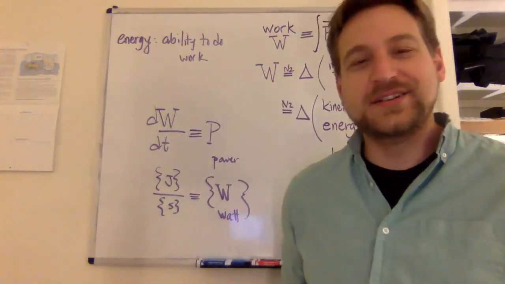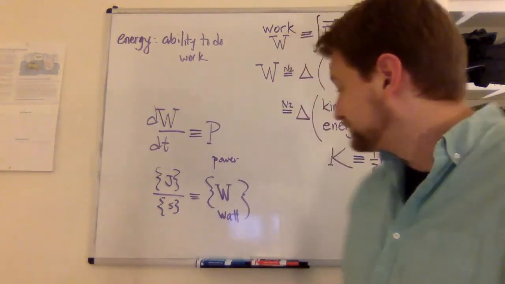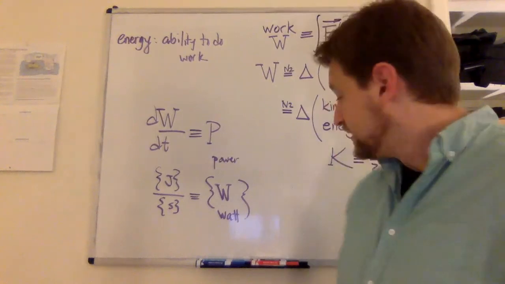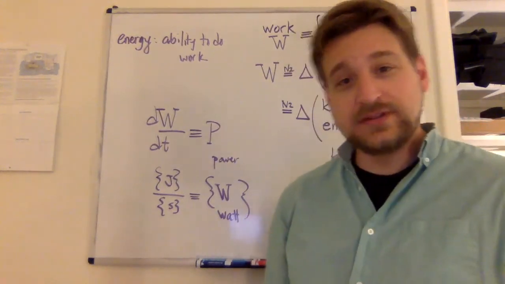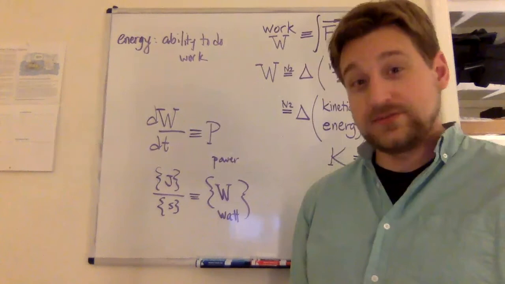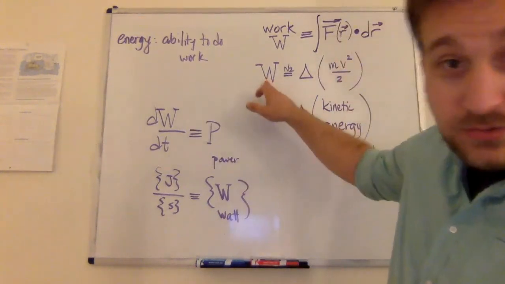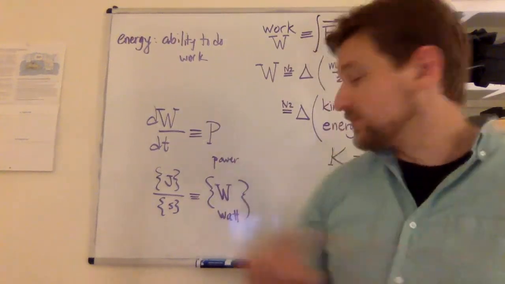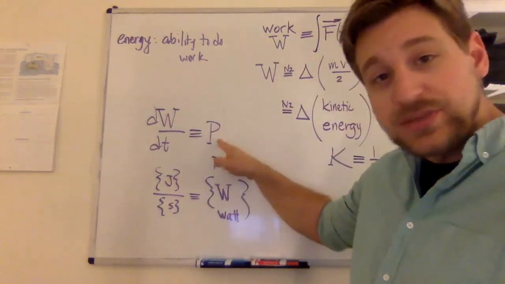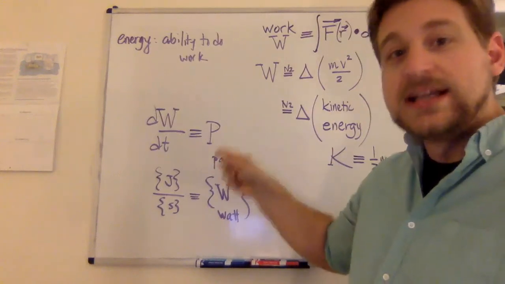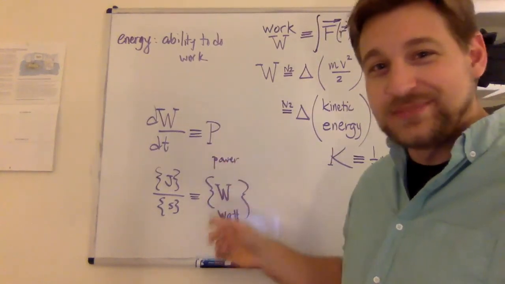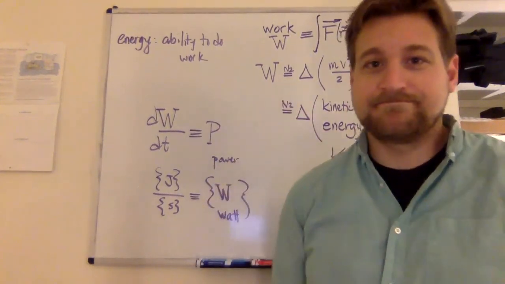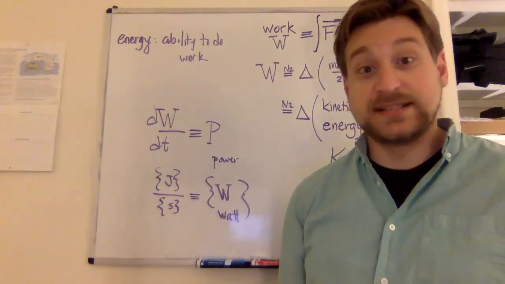The unit of power is the watt, W-A-T-T. Its symbol is a capital W, and I'm super sorry about that. That's confusing. We've got a capital W quantity called work. Its unit is joules. We've got a capital P quantity called power. Its unit is capital W watts. It is what it is.